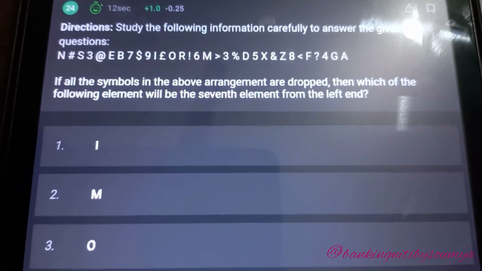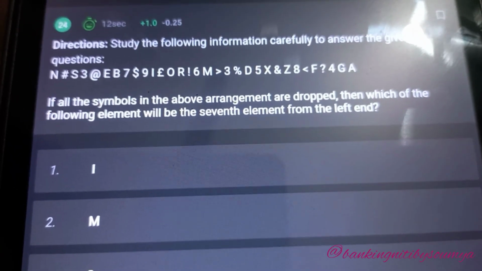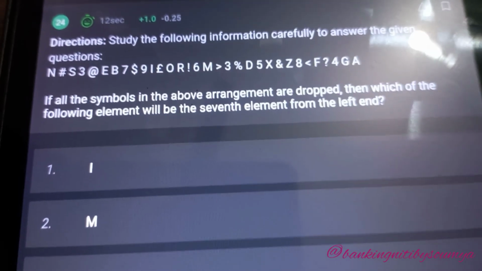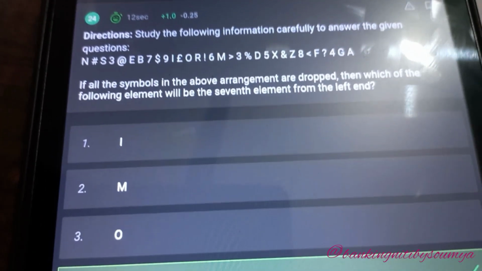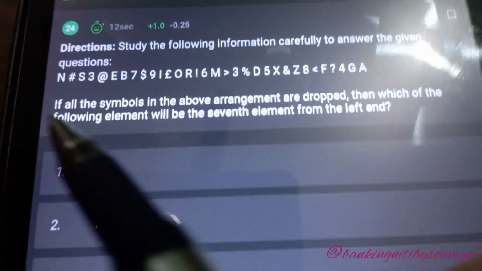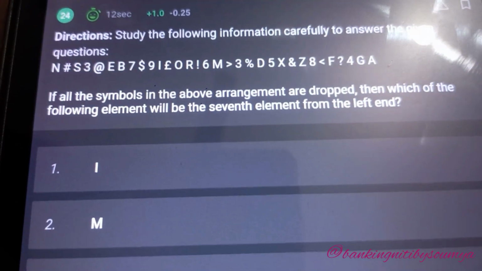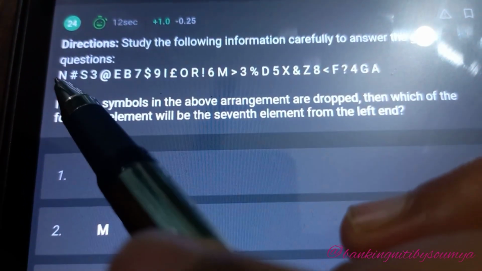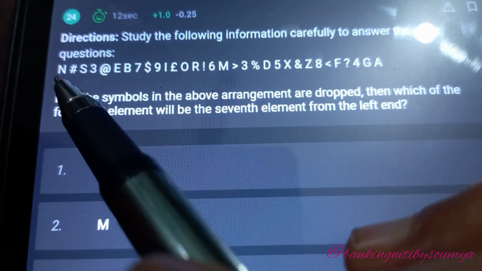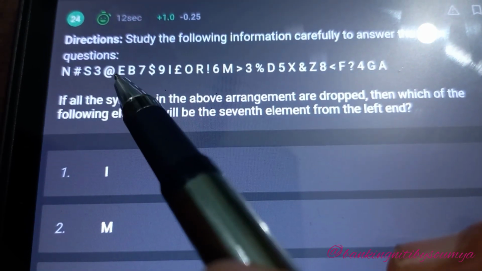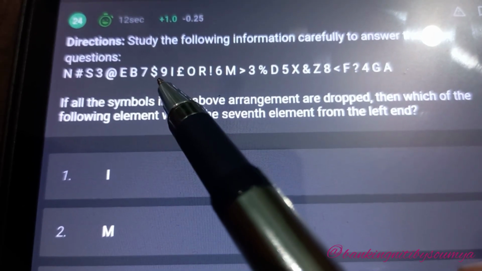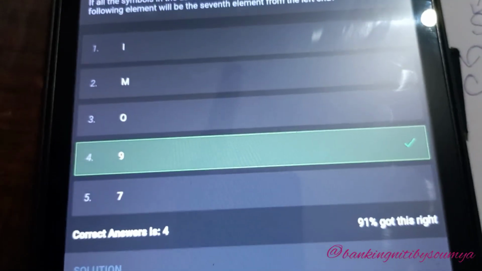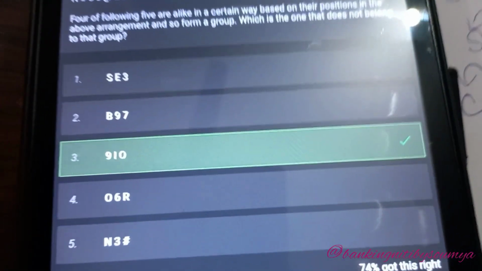Now the next question is, if all the symbols in the above arrangement are dropped, then which element will be the seventh element from the left end? So we will not count symbols, just start counting elements from the left end excluding symbols. First, second, third, fourth, fifth, sixth, seventh, eighth. So it is seventh, it is 9. Our answer is 9. Now move to the next question.